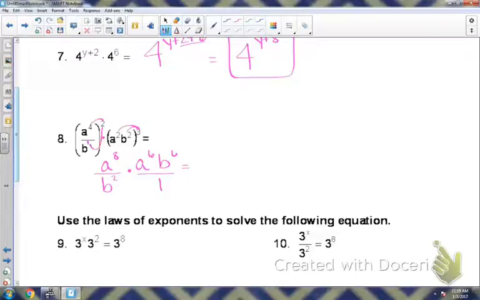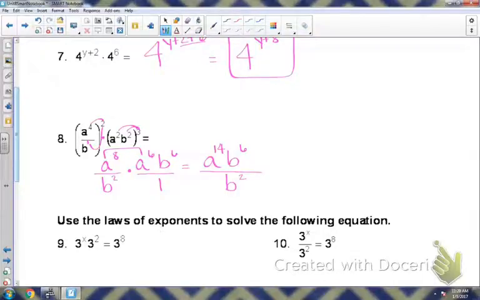So multiplying the tops here, I can only multiply the a's. When you multiply, you add the exponents, so that would be a to the 14th power. And then we have that b. That b is not going to change. It's going to stay as b to the 6th power. So you can only multiply the bases that are the same. Denominators, we're multiplying the bottoms. 1 times b squared, we just get b squared.